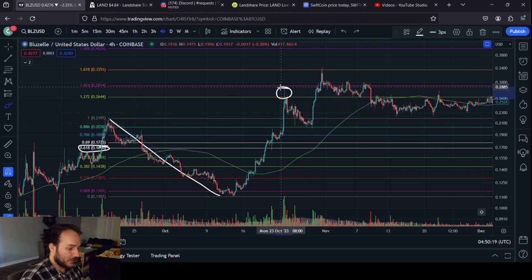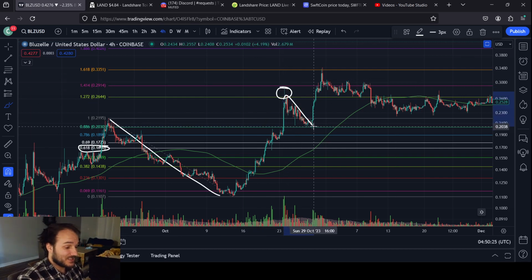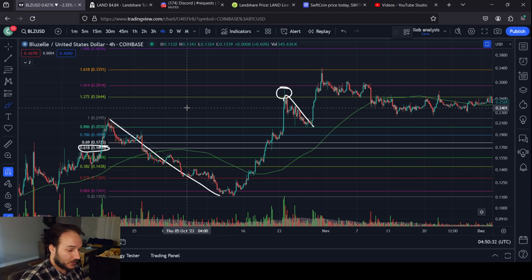Pulling this maneuver right here from your 1272 essentially, or your 1414, or even the 1618, all the way back down to your 886 is classic. And when you see that, when you're holding it as support and you move back above your 100 level, the next target is always the next extension level past where your previous high was. Let me say that again.